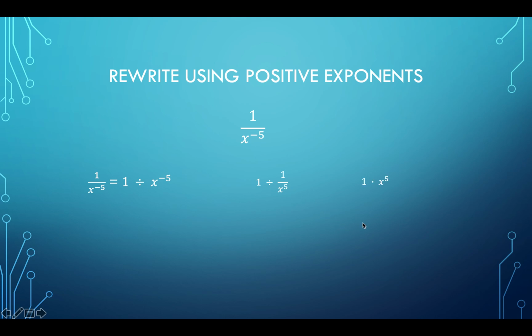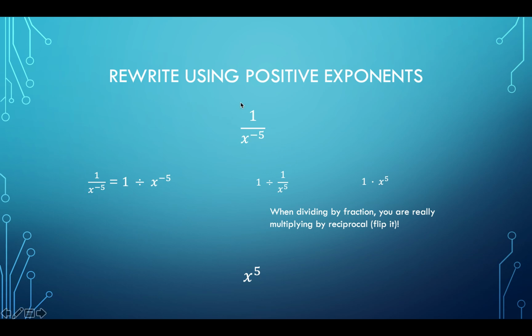Really what we're doing now is multiplying by x to the 5th, because when you have a fraction in the denominator, you have to get rid of that fraction, and the way to do that is to multiply by the reciprocal. Like I just said, when dividing by a fraction, you're really multiplying by the reciprocal. So what you're going to do is flip it. So our final answer here would be x to the 5th power.